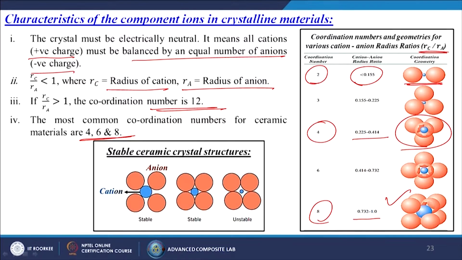Now, what are the stable ceramic crystal structures? As I told already, the cations and anions should be balanced. In this case, the cation is surrounded by 4 anions, so it is stable. In this case also it is very stable, but in this case it is unstable because there are some vacant positions in between.